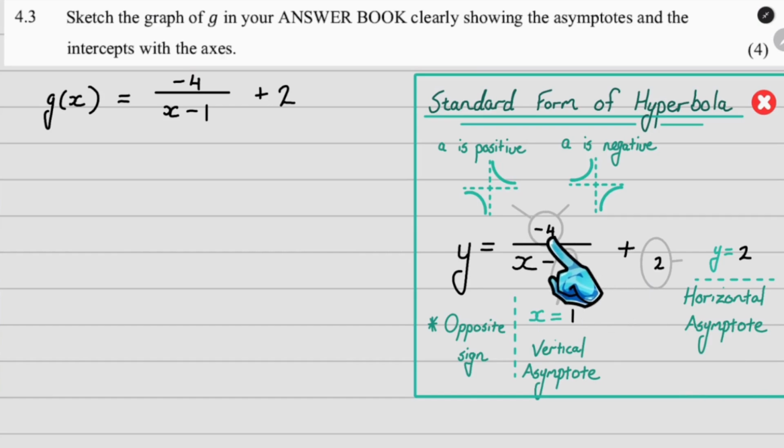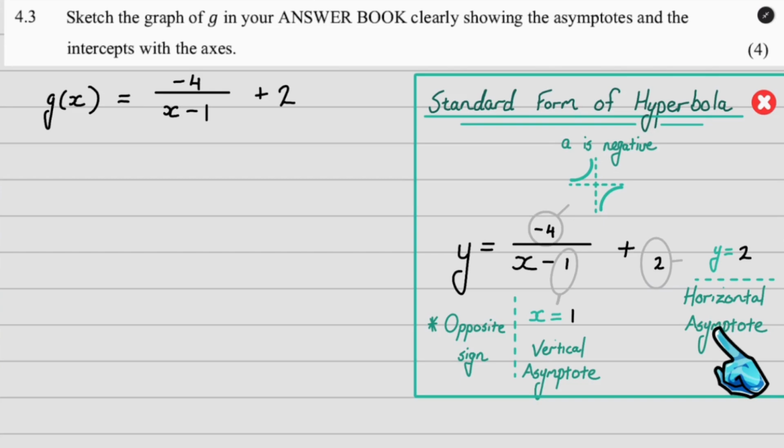Alright, so this number on top will tell us which shape it is. Because that number is negative, it's going to adopt this shape. So let's get rid of that. And we also have the asymptotes of the graph. This number at the bottom is your vertical asymptote, and this number on the outside is your horizontal asymptote.